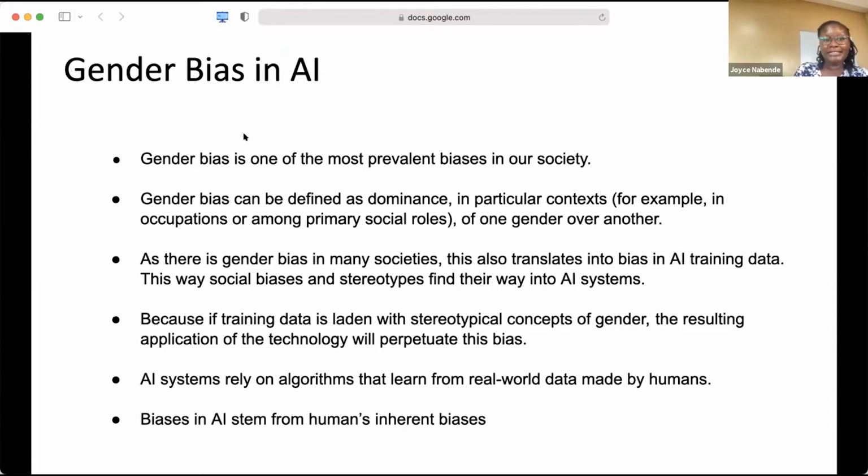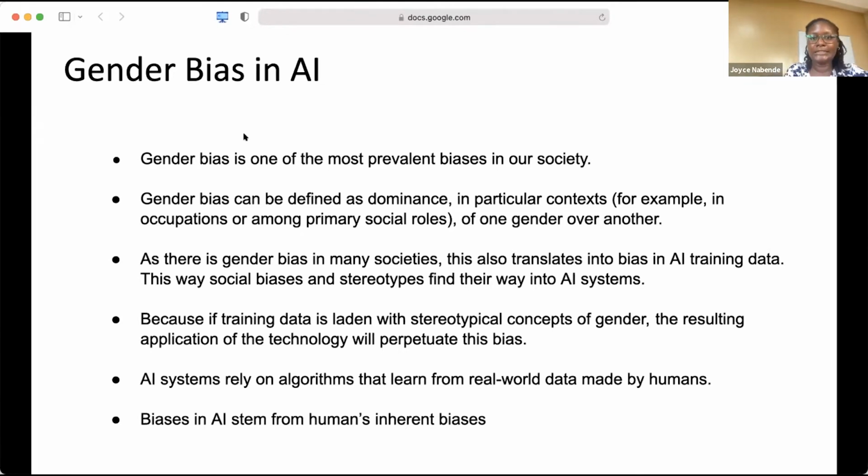Yeah, so gender bias is defined in particular context. So it's different in particular context. And so when you're trying to talk about gender bias, you need to think about the context in which it's being applied. So for example, if you're looking at it in an occupation, that's very different. For example, if you're looking at it in a completely different domain.